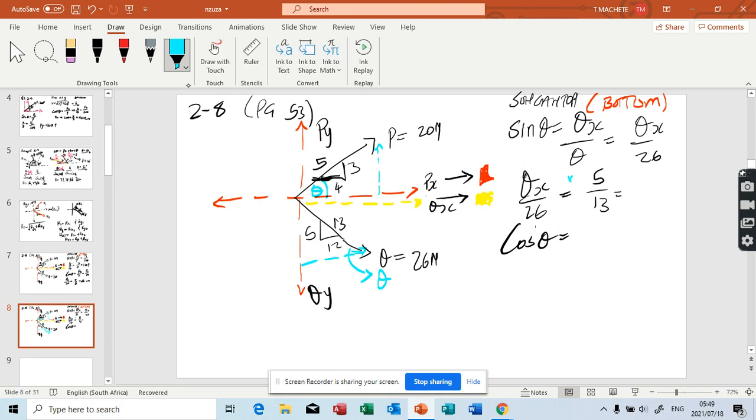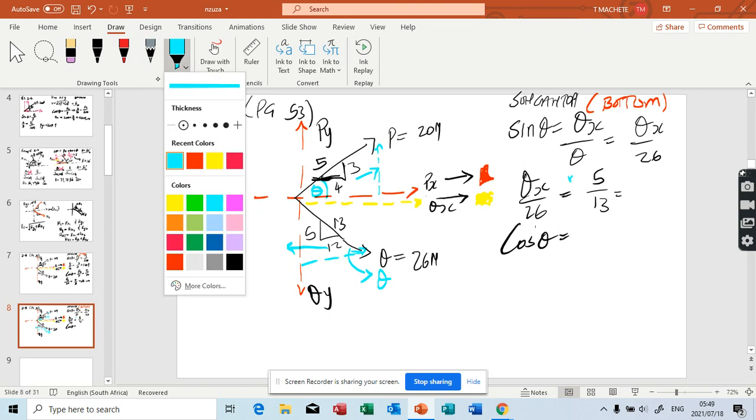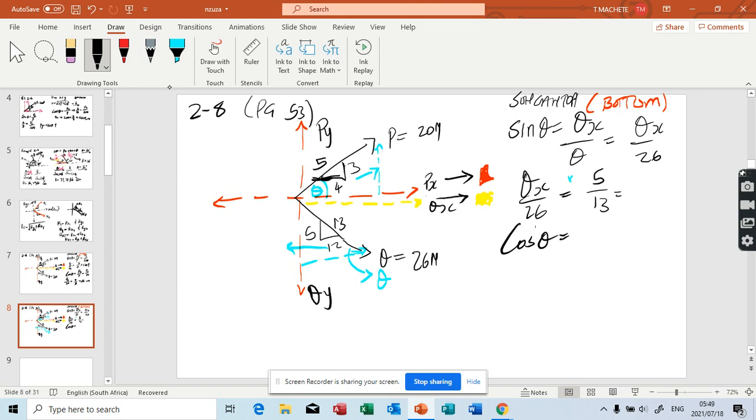Because this is your QY. Theta is always opposite to your QY or your PY. It's always opposite like this. Do you understand why I'm saying you must write it like that? This is your theta here. For your minor right angle triangle, there is theta there. This is your angle there. So it must be like that.